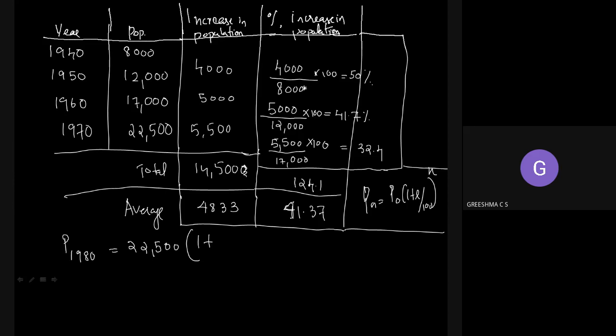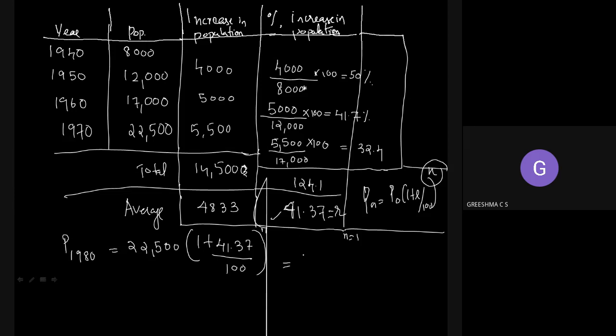R is the geometric mean rate of increase in the population. This is your R here, that is 41.37 divided by 100. N is the number of decades. Between 1980 and 1970 is 10 years, and 10 years is 1 decade. So here N is equal to 1.